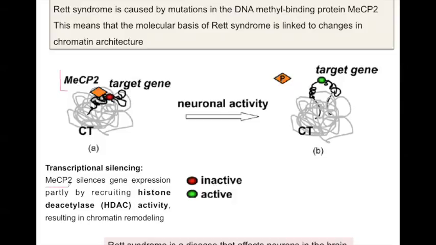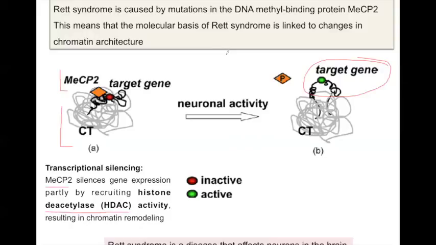So MECP2 silences gene expression by binding to methylated DNA, recruiting a histone deacetylase, and resulting in chromatin remodeling, such as we see here. In the presence of neuronal activity, however, the gene is turned on and MECP2 is lost from the chromatin, allowing transcription of a target gene. So in effect, what we see is that MECP2 is critical for regulating gene expression in response to neuronal activity.